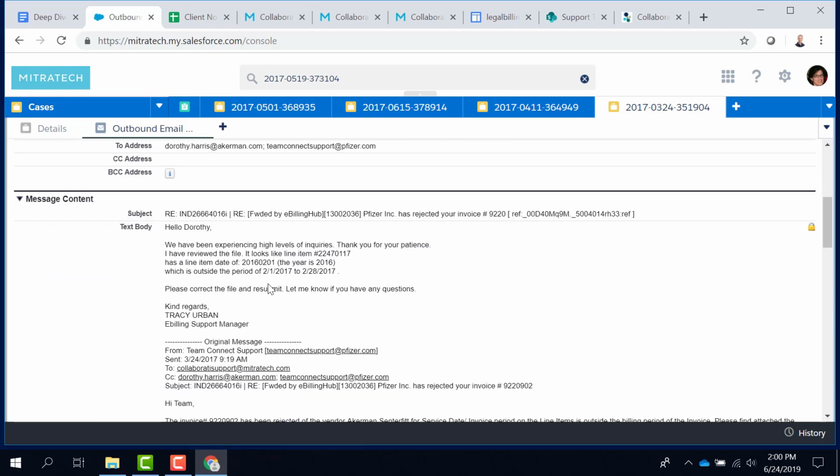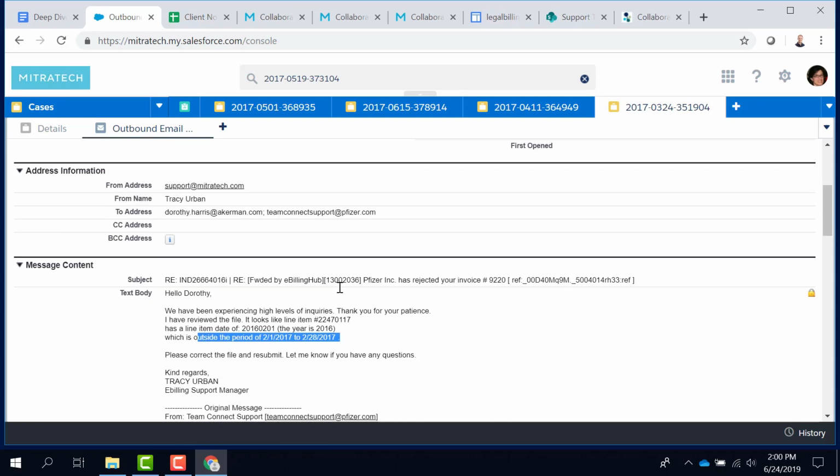We've reviewed the file. It looks like this line item number has a line item date of 2016, which is outside the period, and the period is in 2017. Please correct the file and resubmit. Let me know if you have any questions.